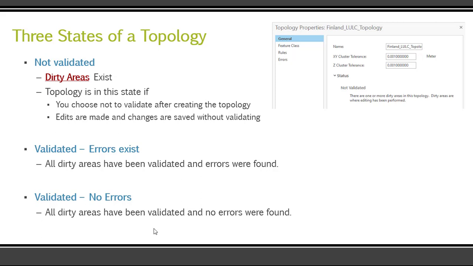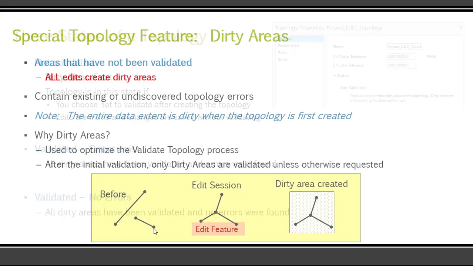So as we talk through this and work through this in class, you're going to see that sometimes errors are just the way the data is. But this is finding every place that your data breaks the rules that have been set up. And in general terms, we call those errors. We also might see "validated no errors," meaning you've validated your data against the rules and all of the dirty areas have been checked and no errors were found. So that's the 3 different states that you'll be able to see in those properties.